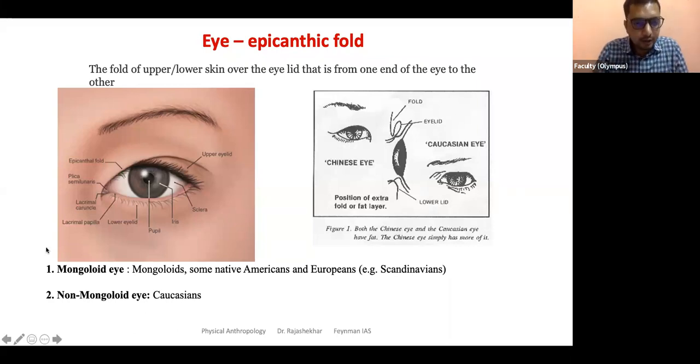So this appearance is called a Mongoloid eye. This fold or upper, sometimes even on the lower skin over the eyelid that you notice, is known as the Mongoloid eye. So this appearance of the skin layer that you see here, this layer, this is called a Mongoloid eye. So Chinese, for example, mostly those Mongoloids that we talked about, plus some Native Americans and Europeans like Scandinavians show this. So it is a more distinct feature in Mongoloids.